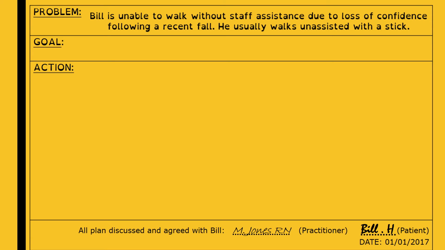There is sometimes a general perception that mobilizing independently means to walk unaided without assistance. But I'm sure you'll agree that independence is in the eye of the beholder. In this case, Bill perceives his independence to walk unassisted with a stick, because this is what he did day to day without problems prior to his fall.